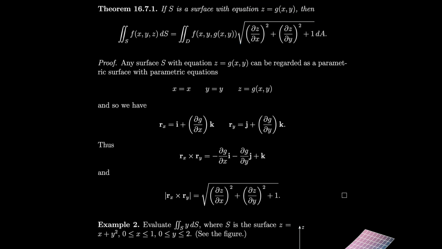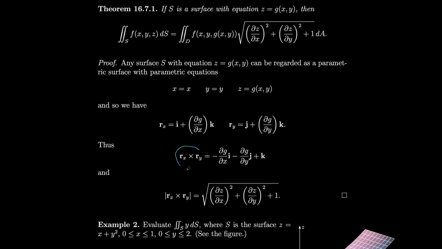So this is pretty quick to prove. Any surface S with equation z equals g of x, y can be regarded as a parametric surface with parametric equations where our x and y just become the two parameters. So then we take partial derivatives and we get that the partial derivative of r with respect to x is just i plus the partial of g with respect to x k. Notice j is gone because the partial of y with respect to x is 0. And then similarly over here we get j plus the partial of g with respect to y k, because the partial of x with respect to y is 0.